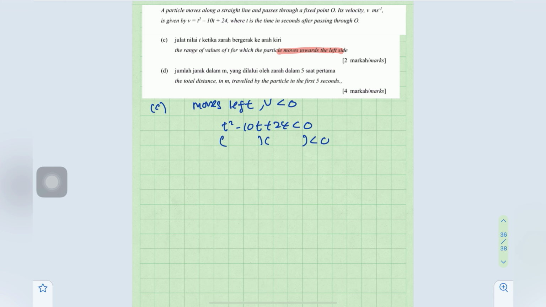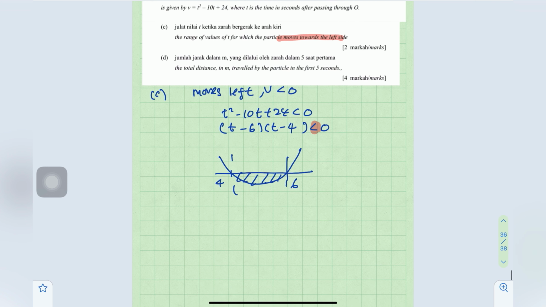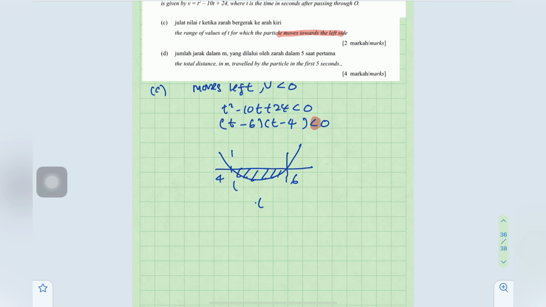Quadratic inequalities, kita factorize, T minus 4, T minus 6. Okay, so kita lukislah. Okay, so then 4 is less than 6. So macam ni lah. So less than, so right here dia punya range of value. So T is more than 4 but less than 6.